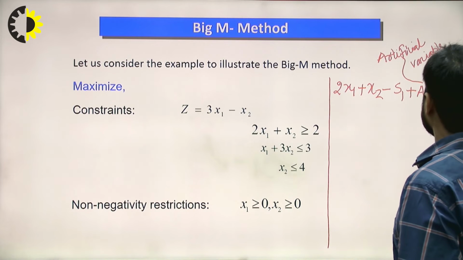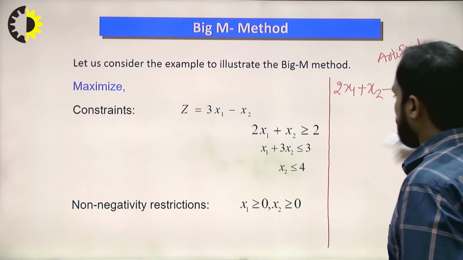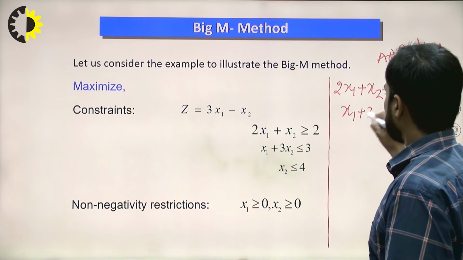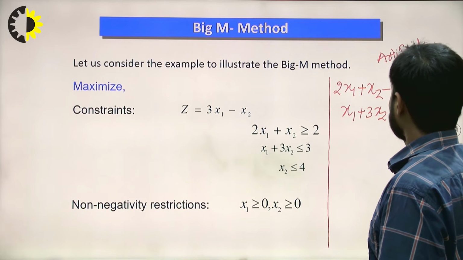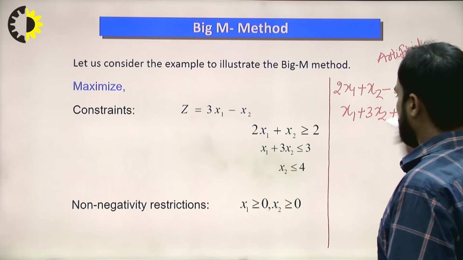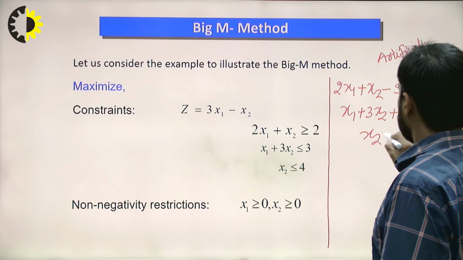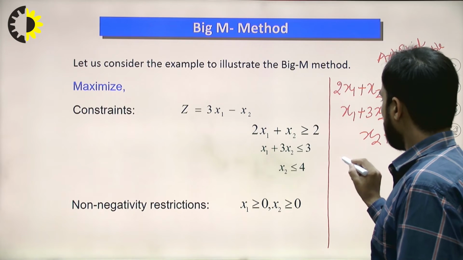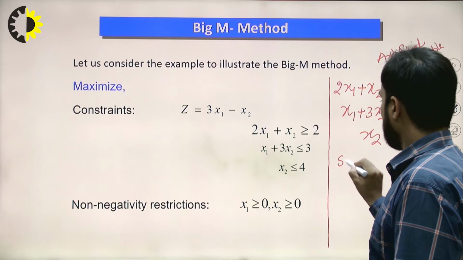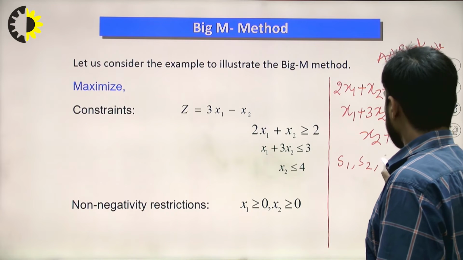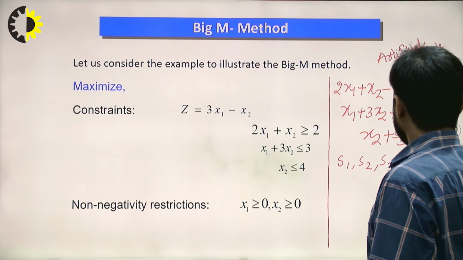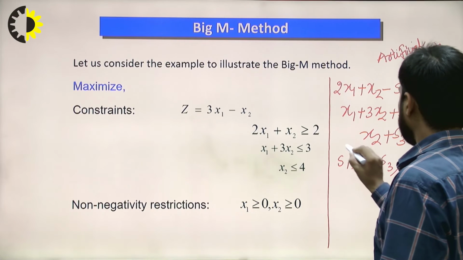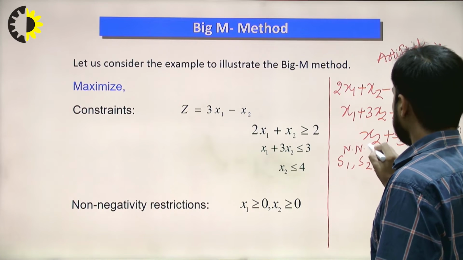It is equal to 2. The other constraints are of less than type, so they can be written as x1 plus 3x2 plus s2, the slack variable, equal to 3, and x2 plus s3 is equal to 4. And now the variables are s1, s2, s3, a, x1, x2, all greater than or equal to 0. That is the non-negativity restriction.